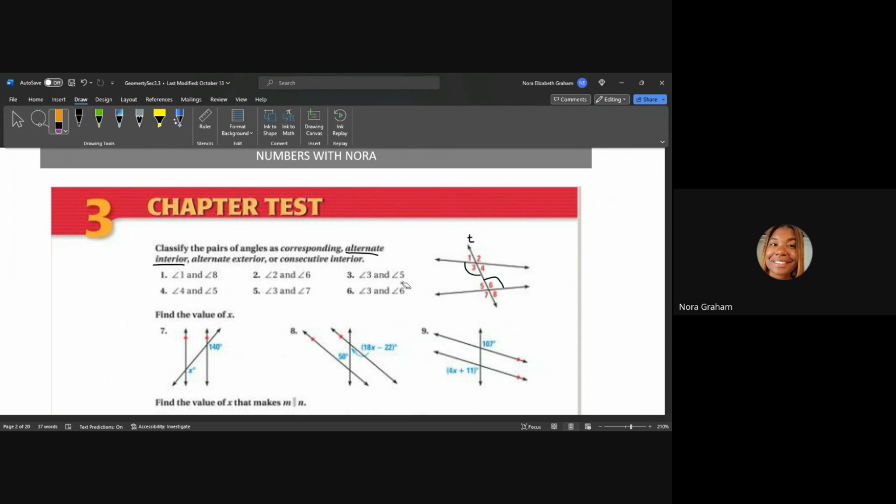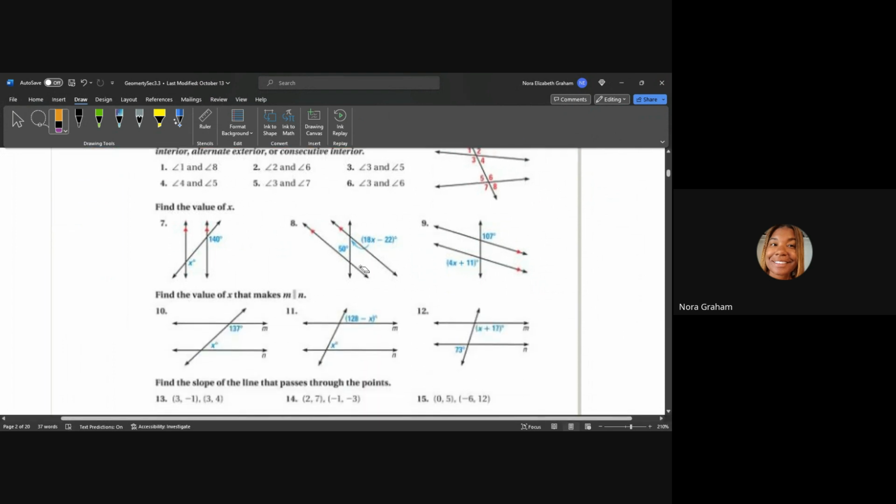All right. If you didn't have time to write those answers down, you can go back and pause and write them down. So let's move on to 7 through 9. For 7 through 9, it wants us to find the value of x. So for this one, they do have labeled that these are parallel, so it's safe to use our theorems that we have for angles in parallel lines.